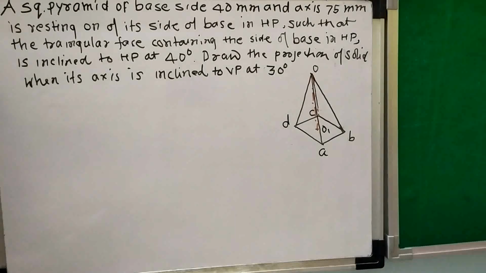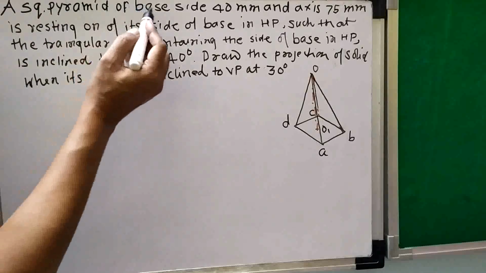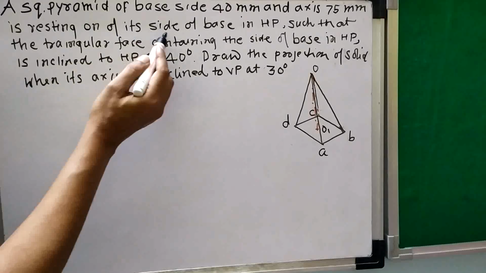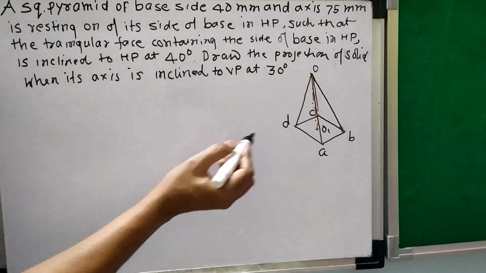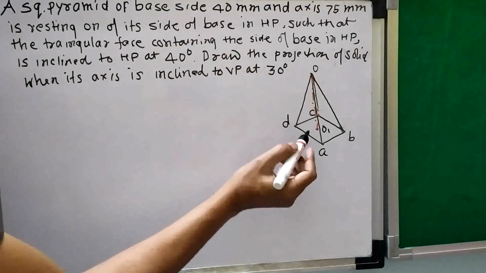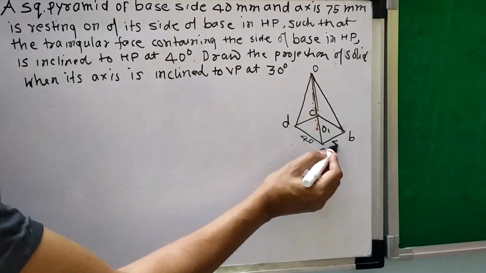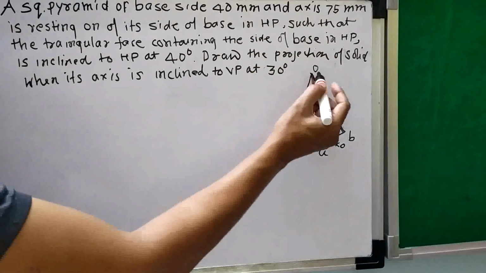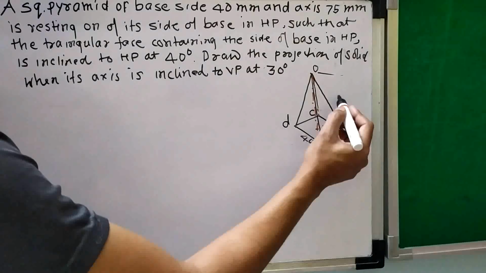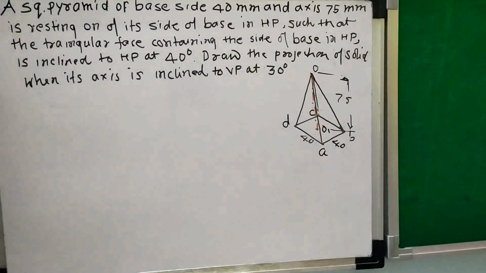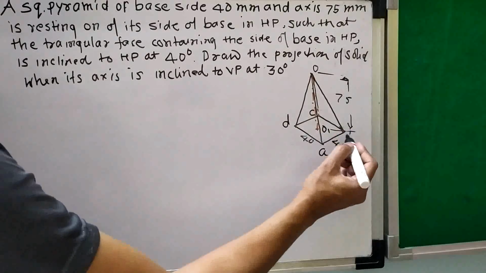Now this is our first problem. A square pyramid of base side 40 mm and axis 75 mm is resting on its side of base in HP. Let's consider this is a square pyramid ABCD. Base of side 40 mm, so each side is 40 mm and its axis is 75 mm. So O to O1 means this length is 75 mm. Axis is 75 mm.